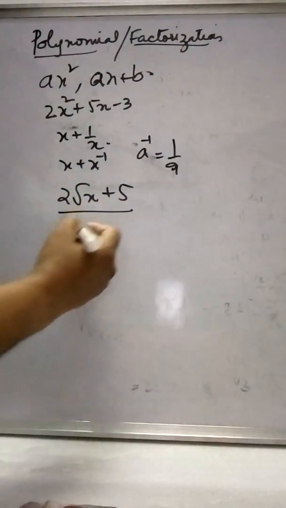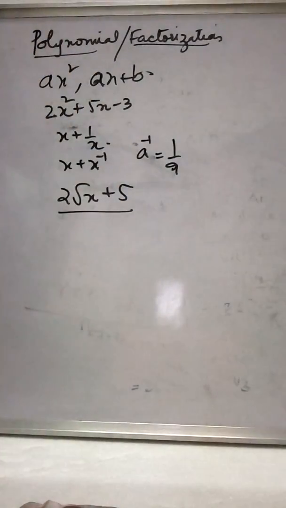Even I can say the power of the variable should be positive integers. See, I am focusing on positive integers. It means the power should not be a fraction, the power should not be negative integers, only positive integers. So those algebraic expressions whose powers are positive integers are called polynomials.